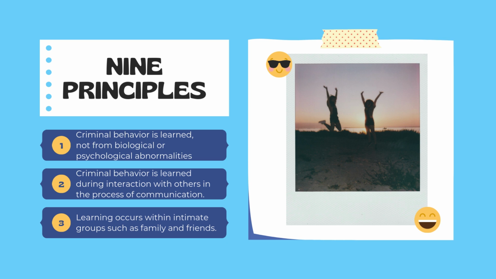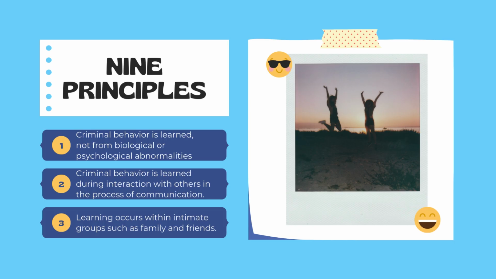Number 2, intimate groups matter most. Think of a little kid learning to tie shoes. They don't watch a stranger do that. They learn how to tie their shoes from their mom, their dad, and sibling. Same thing with crime. You don't copy random strangers. You copy the people you trust.